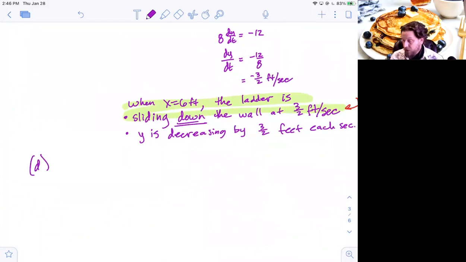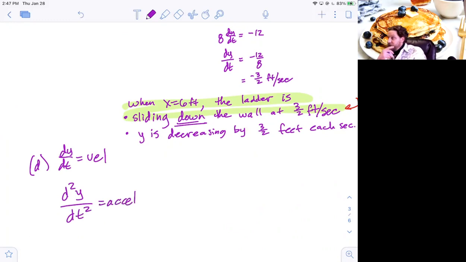What is this, A, B, C, D? F double prime. Well, if dy/dt was the velocity down the wall, the derivative of that with respect to time would be d squared y over dt squared, right? Now, in Leibniz form, that's the acceleration down the wall. So we are looking for the second derivative, but the second derivative of y with respect to time. So I need to relate the quantities to each other first.